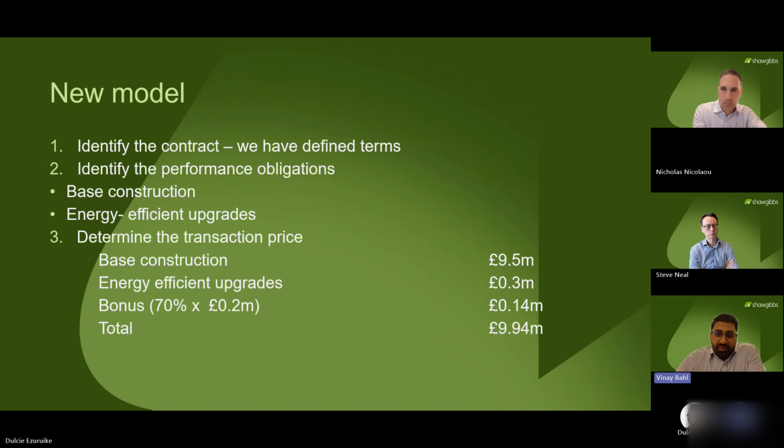And the reason is the new standard allows for these bonuses to be recognized when it is probable rather than when it is certain. So in this scenario, the company has made an assessment that 70% of the time they meet their bonus, so therefore 70% of the bonus can be recognized. So the total transaction price for this contract is now deemed 9.94 million based on these elements.